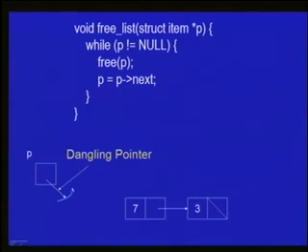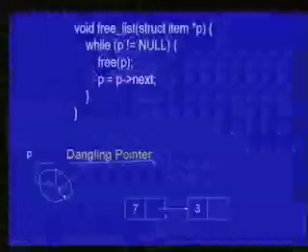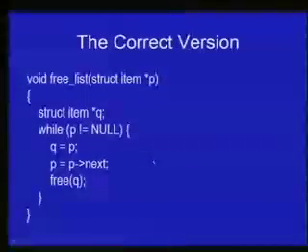And that's because the value of p is what is known as a dangling pointer. It is not pointing to a valid region in the memory. So this is the correct version. What we have to make sure essentially is that we don't dereference a pointer once we have freed the memory pointed to by that pointer.